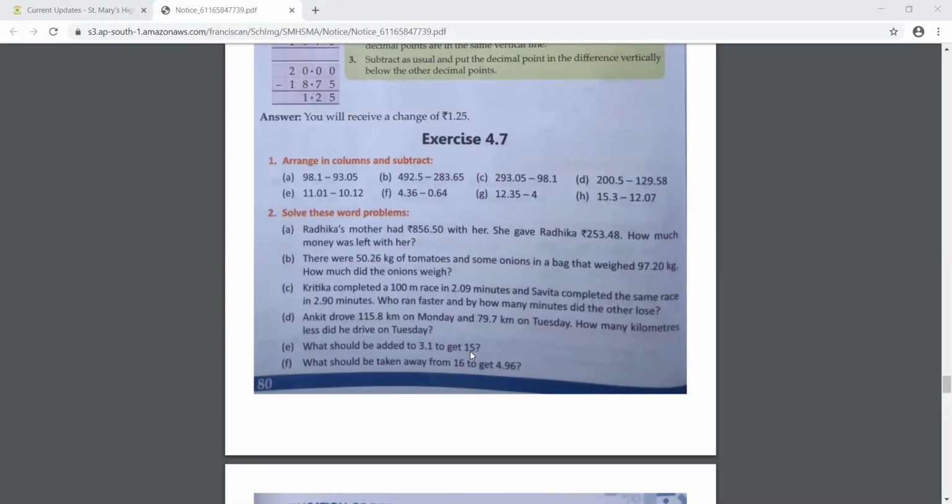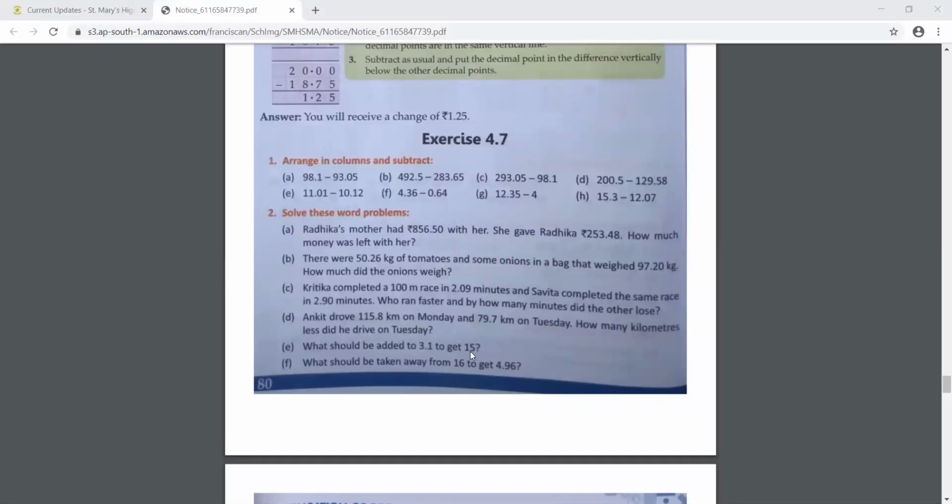So here, instead of 5, it is 15, and instead of 3, it is 3.1. So from 15, you subtract 3.1 and you will know the number that has to be added. Okay. So you don't have to add. You just have to do the subtraction. Now in this, you will not be writing statements like the earlier questions. You will simply do the subtraction. And when you get your answer, you will tell this number has to be added to 3.1 to get 15.